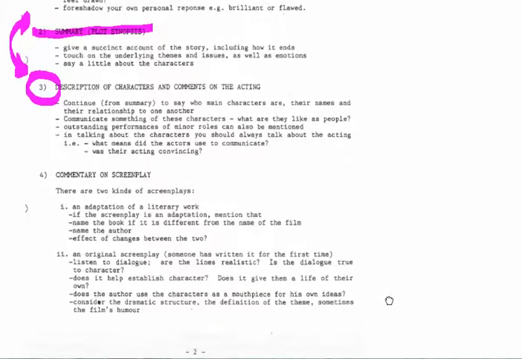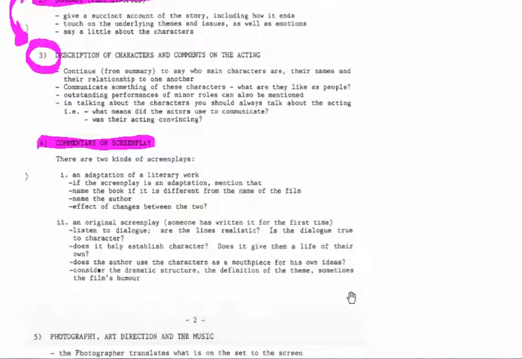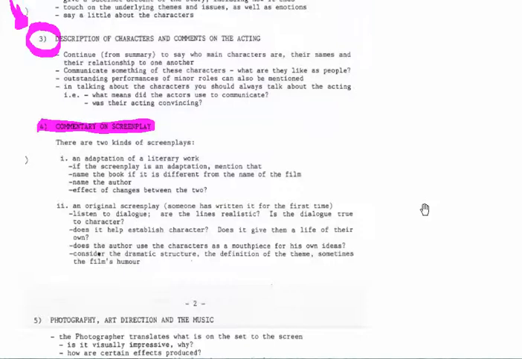Next step, number 4, commentary on the screenplay. There are 2 types of screenplays, an adaptation of a literary work or an original screenplay. Now in this case, I'm pretty sure we're looking at an original screenplay, but you might want to check that out. Listen to the dialogue here.